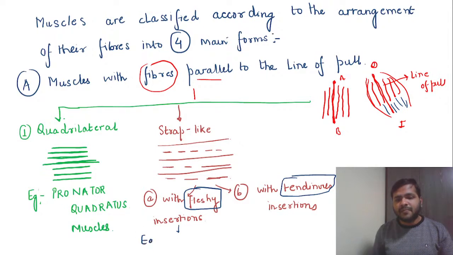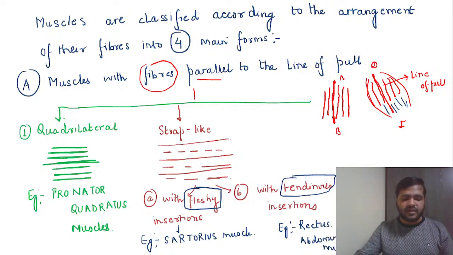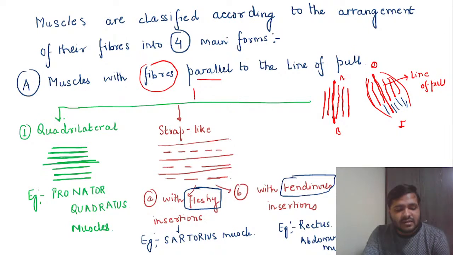Write down the example. With fleshy insertion, it is your famous honeymoon muscle that is called the sartorius muscle. And the second one, with tendinous insertion, is the rectus abdominis muscle. So let's have a look over here in the picture where it is present.